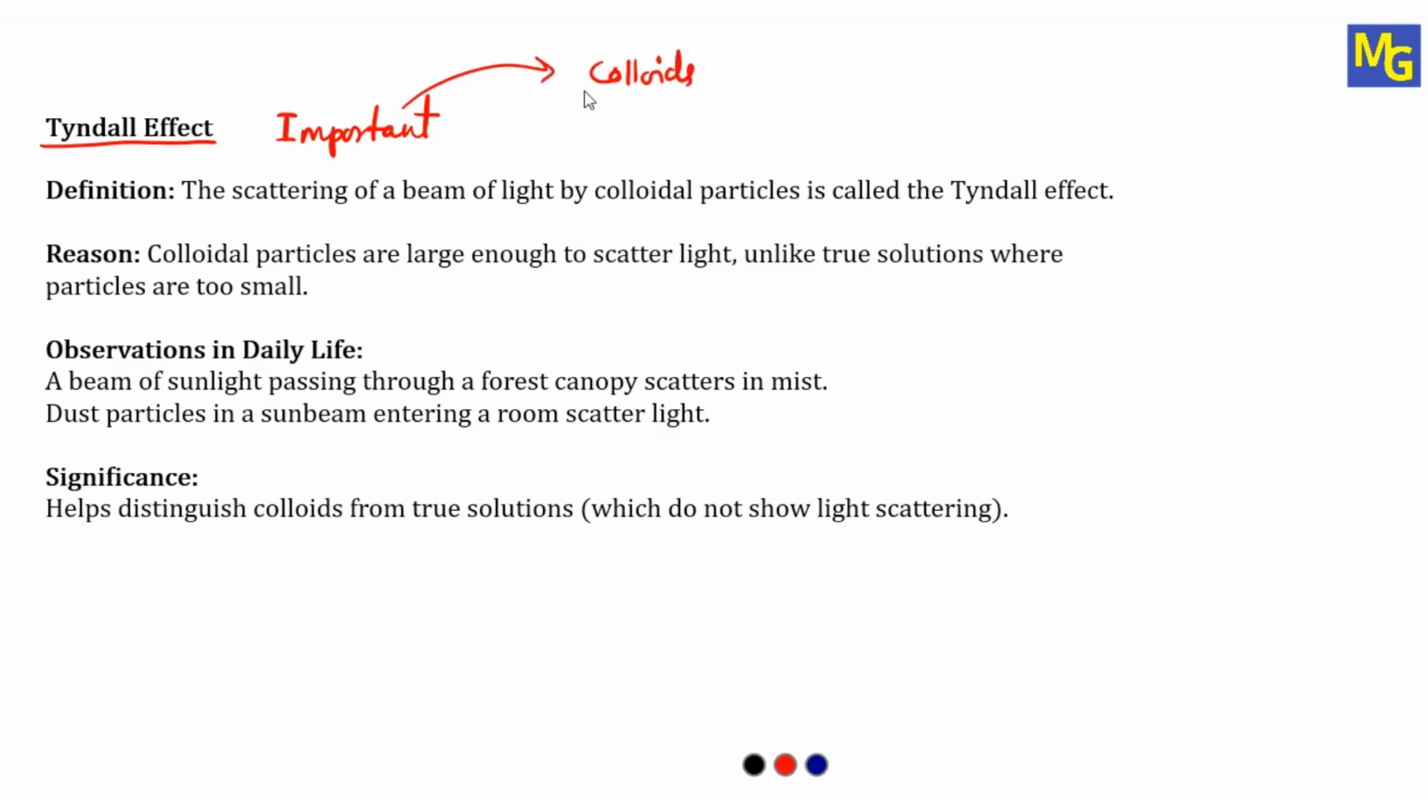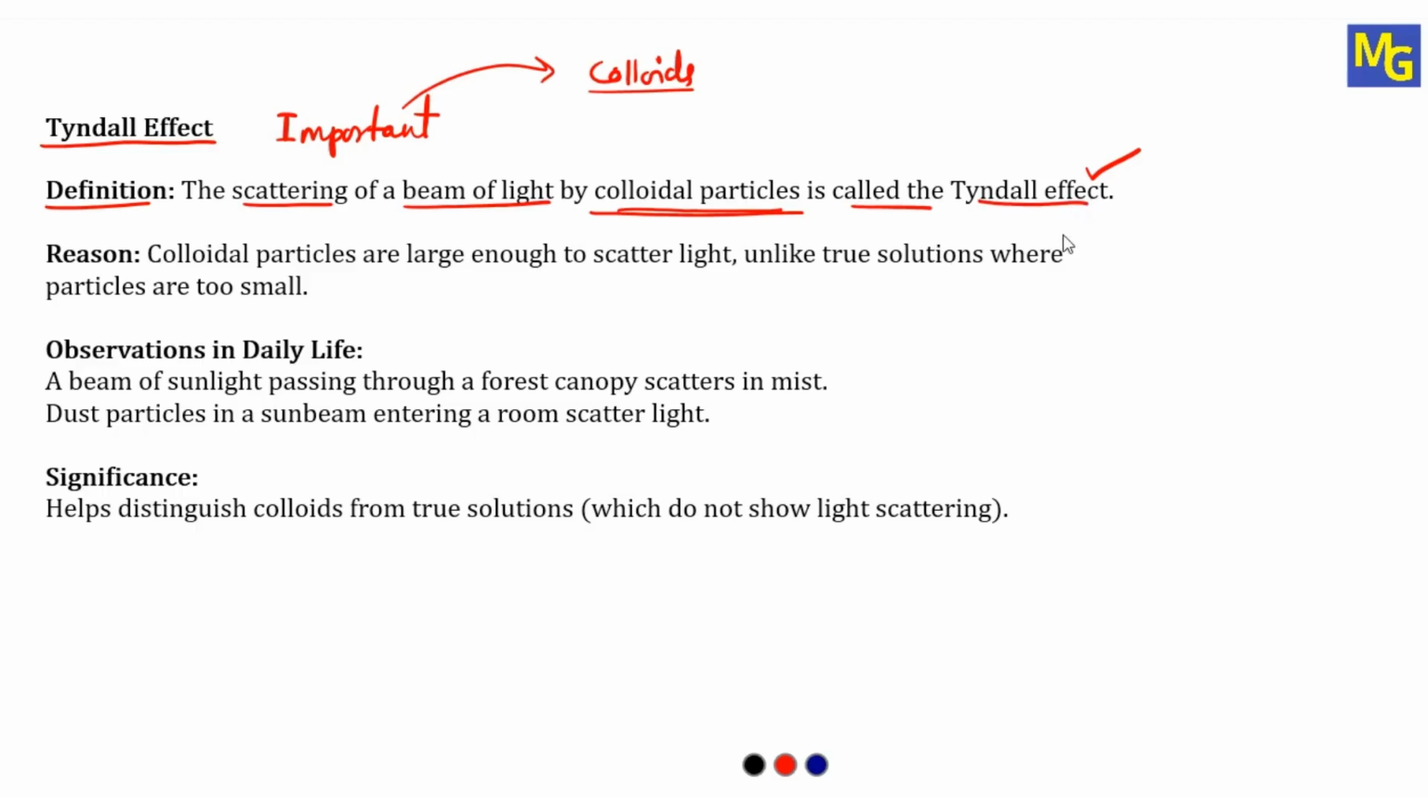What is the reason for this? Before going to the reason, first see the definition. The scattering of a beam of light by colloidal particles is called the Tyndall effect. Whenever we pass a beam of light through a colloidal solution, the particles will scatter the light, and that's why inside the beaker the path of the light is visible. Remember, the path of the light is visible, and such an effect is called the Tyndall effect. So this is the definition.